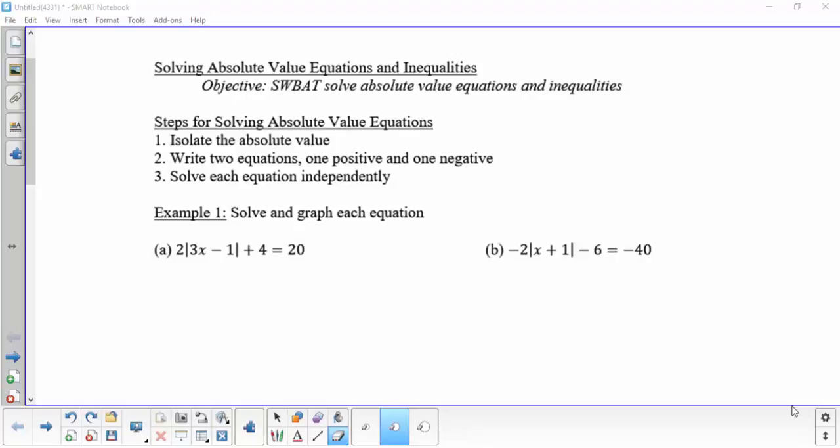Our steps for solving absolute value equations. Number 1, isolate the absolute value. Number 2, write two equations, one positive and one negative. And step 3, solve each equation independently.